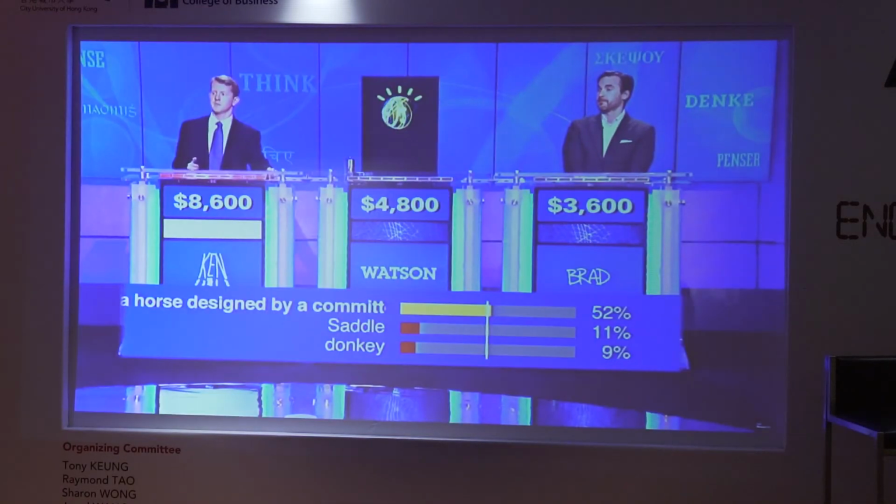The risk was, Ken gets a daily double, that's big, gets it right, he's going to be well ahead. And then with that kind of lead going to Final Jeopardy, if he bets enough, he could end up winning the match. Ken. What's a committee?